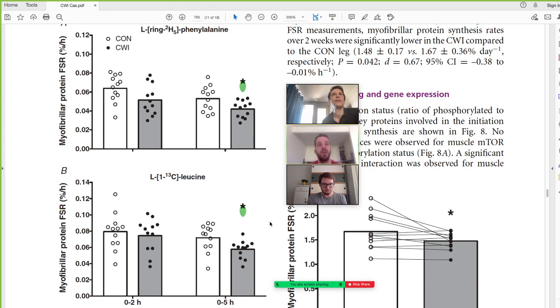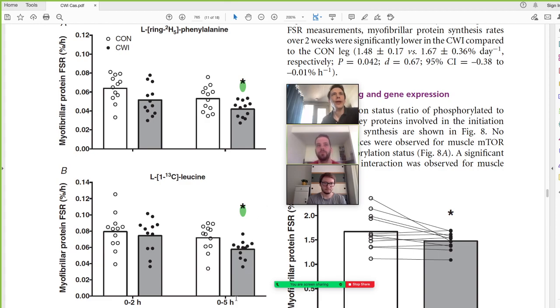But if you look at the total response, the 0 to 5 hour response, then you clearly see with both different tracers that there was about a 20% reduction in muscle protein synthesis in the leg that was cooled compared to the non-cooled leg. And 20% is, of course, a lot. You can't directly translate this to long-term gains in muscle mass, but to make it more practically understandable, if you have 20% less muscle mass gains if you cool a leg compared to if you wouldn't cool a leg, that's a lot. That's not what you want. So 20% is a lot.